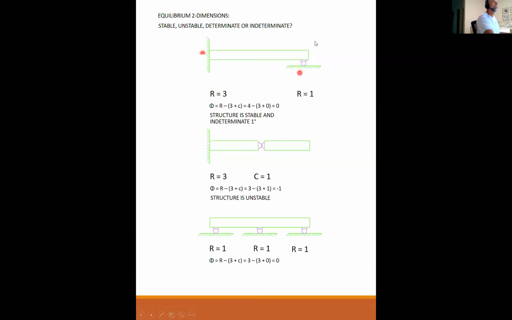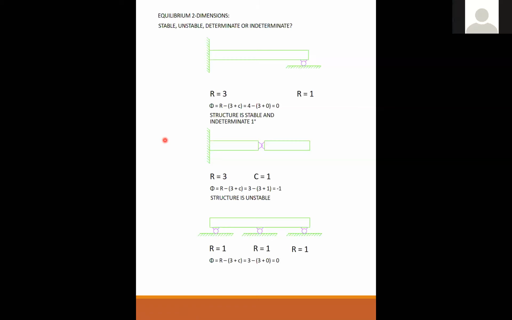See, back up to this one. I have 2 in the vertical, I have 1 horizontal, and I have 1 moment resistance. So it is stable, and the 2 make it indeterminate. So does that make sense, everybody?